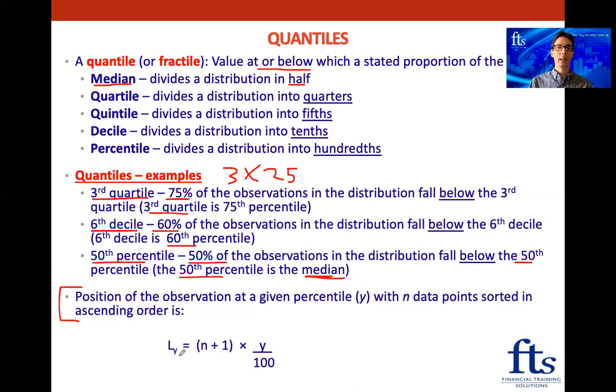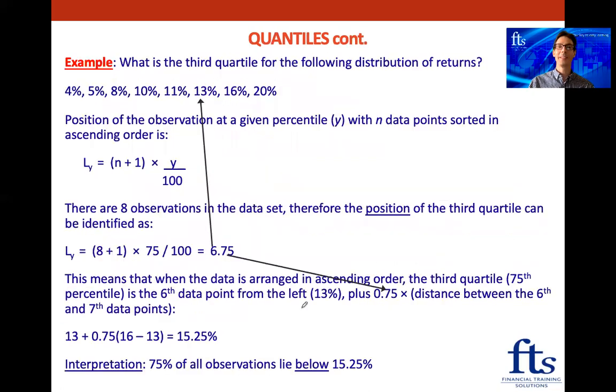But let's look at it quickly. The position of the observation at a given percentile, which we call y, with however many data points, sorted in ascending order is: we take the number of observations, add 1, and multiply it by whatever the percentile is. That gives us the position of the observation at a given percentile. So without any further ado, let's do the example, and this will help us tremendously.